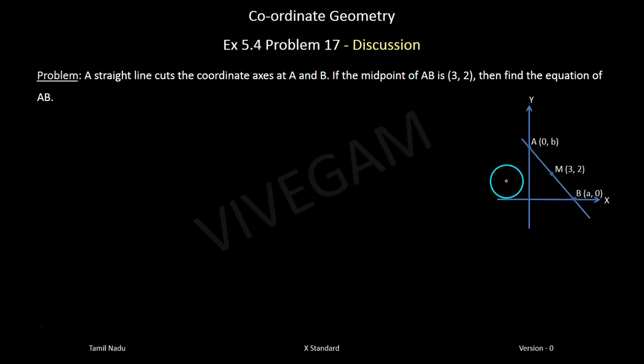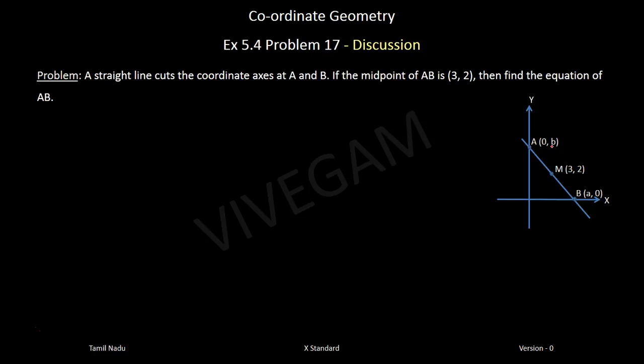So, the straight line cuts the coordinate axes at A and B. It cuts the y-axis at A and the x-axis at point B. It says the midpoint of AB is (3, 2), and that's all that is given. The point at which the line cuts the y-axis is the y-intercept, and the point at which it cuts the x-axis gives you the x-intercept. So point B is (a, 0) and the point A is (0, b). Right? That's all it is.